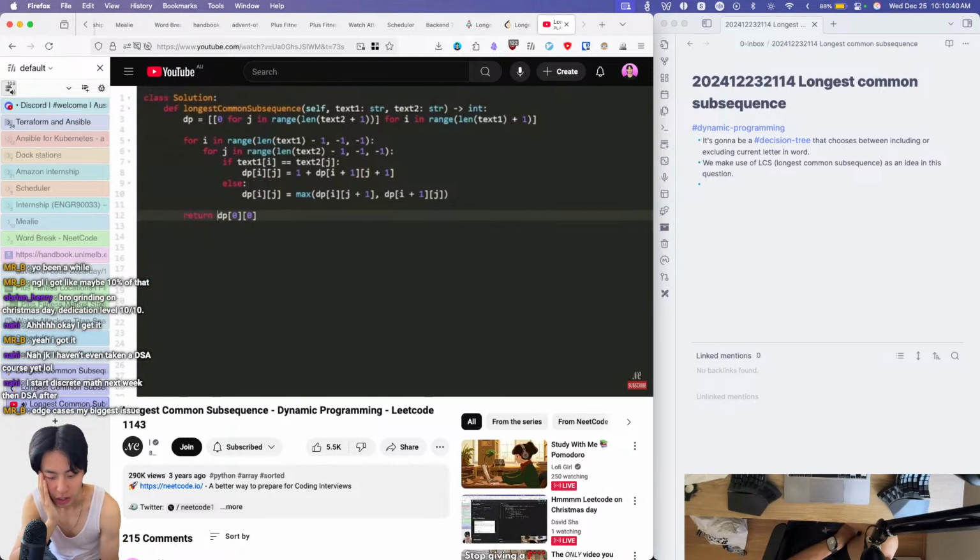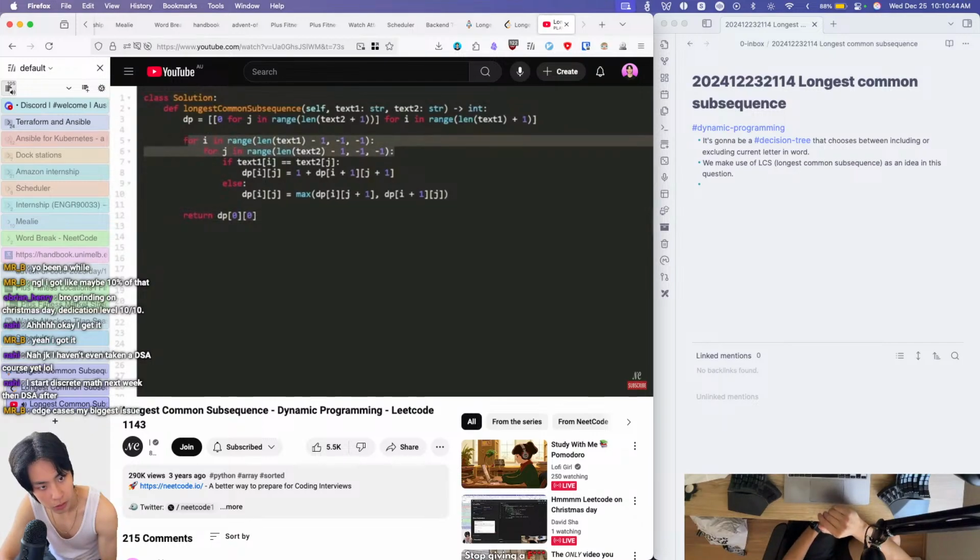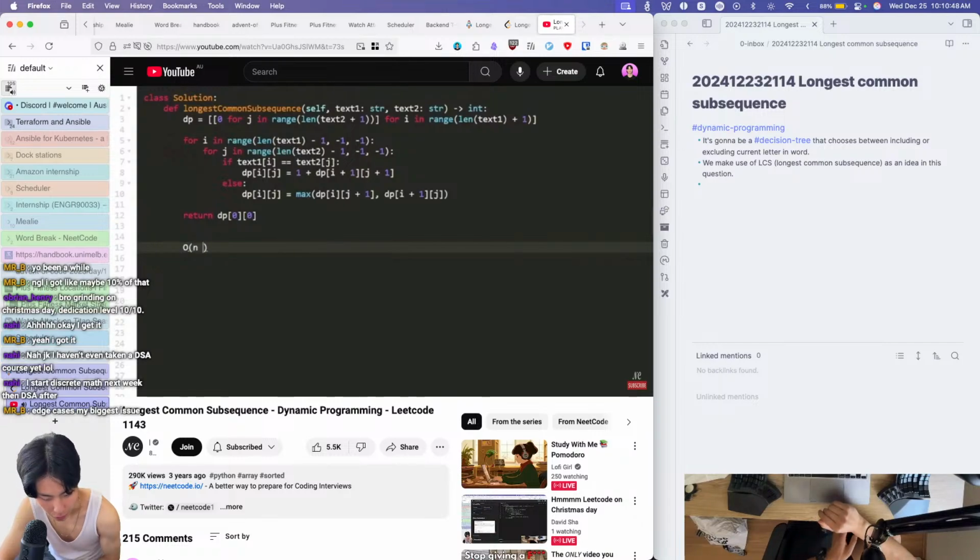And clearly you can see edge cases aren't my biggest issue. The time complexity of this is the length of the strings multiplied by each other. So if the length of string 1 was n and the length of string 2 was m, we just multiply them together. So this would be the time complexity.